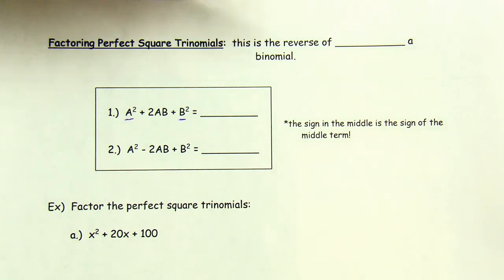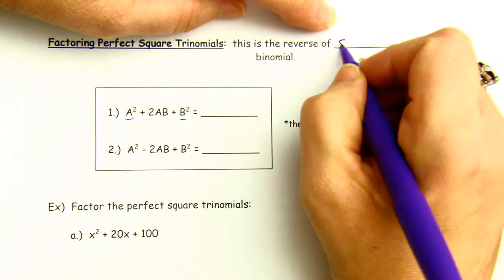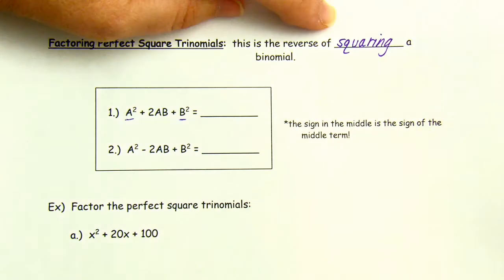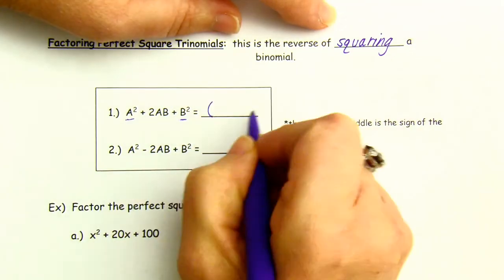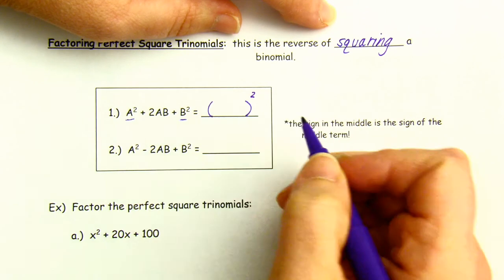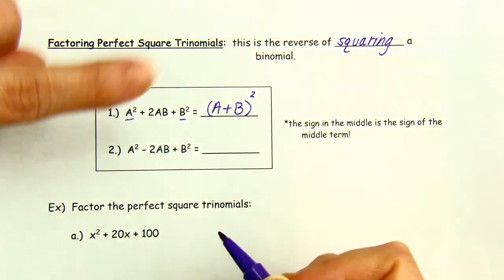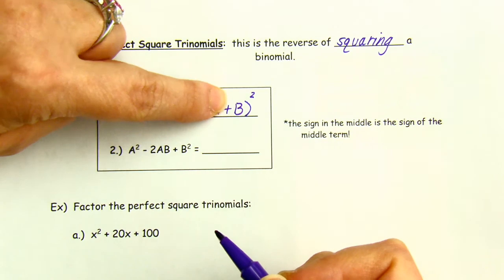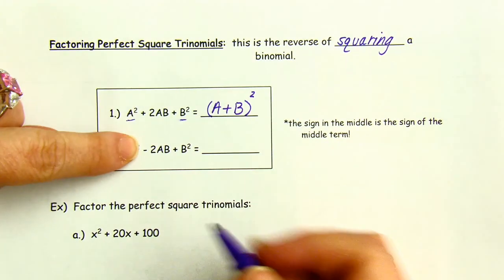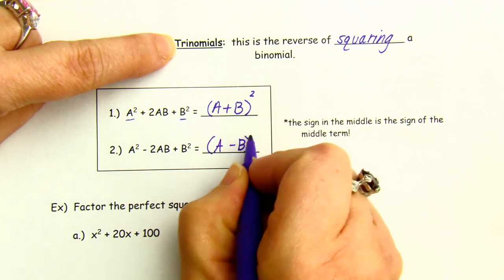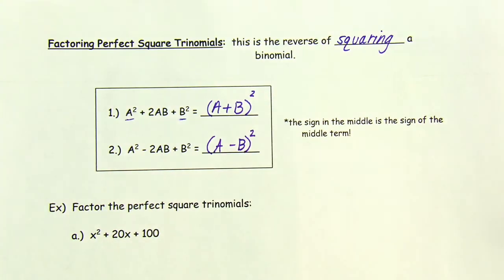But this is the reverse of squaring a binomial. So what happens then is you're going to get a single binomial to the power of 2 because they're both exactly the same. And if the sign in the middle is plus, the sign in the middle here is plus. If the sign in the middle is minus, then the sign in the middle of the squared binomial is also minus.